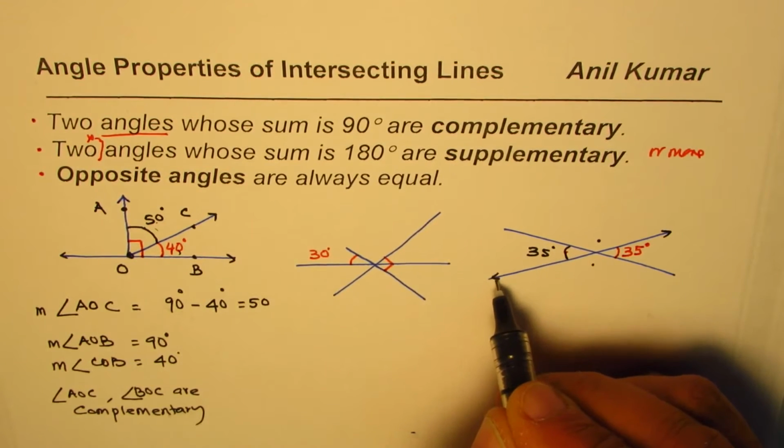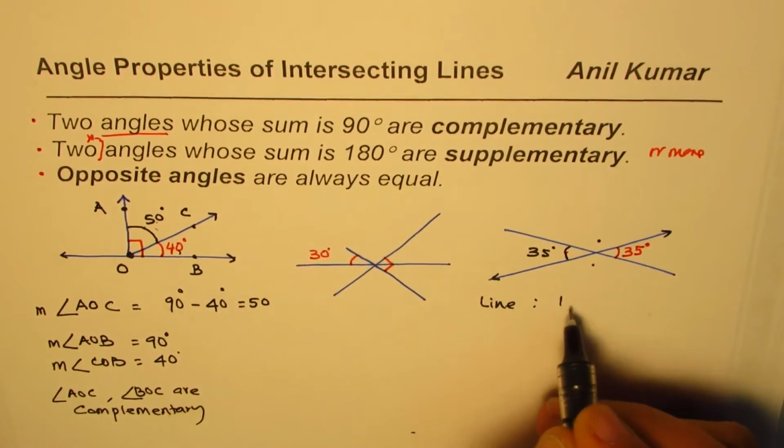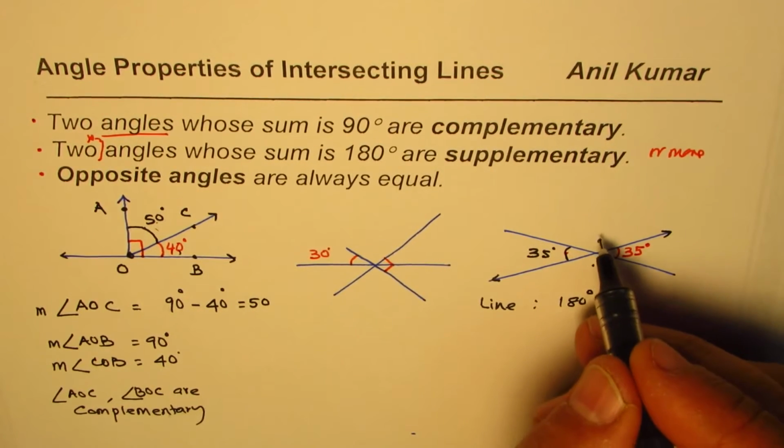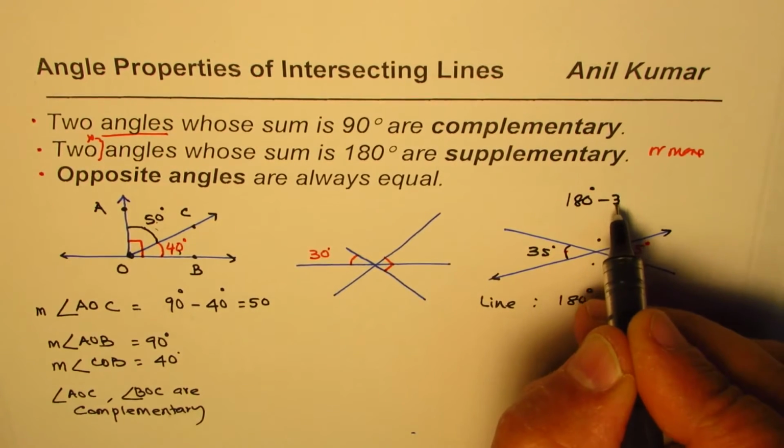As we can see, a line makes an angle of 180 degrees. So all this is 180 degrees. So the one here should be 180 degrees take away 35.